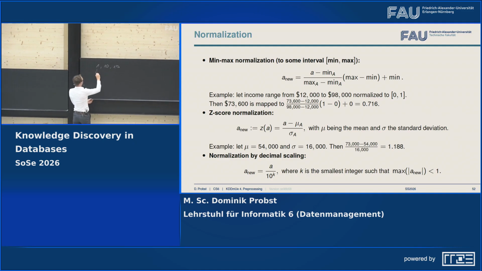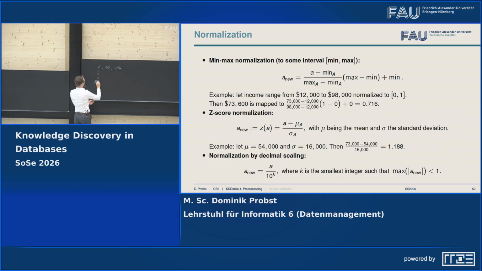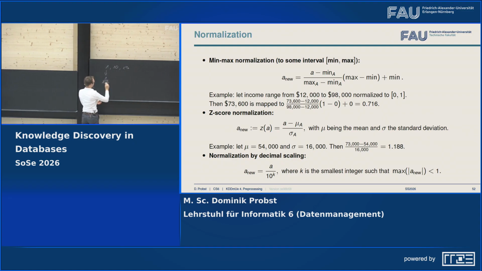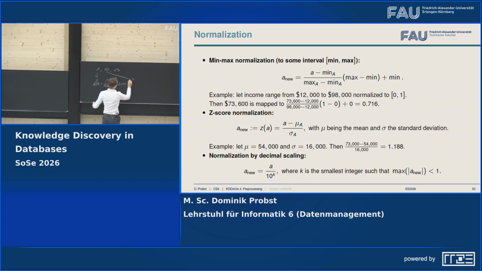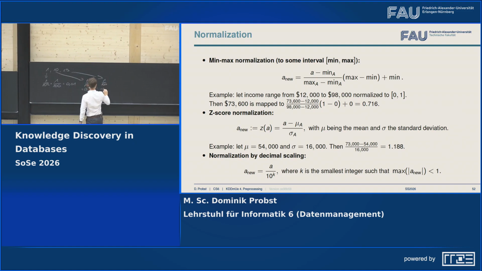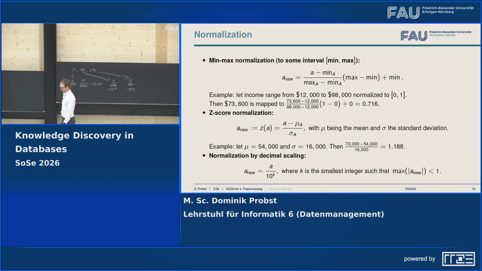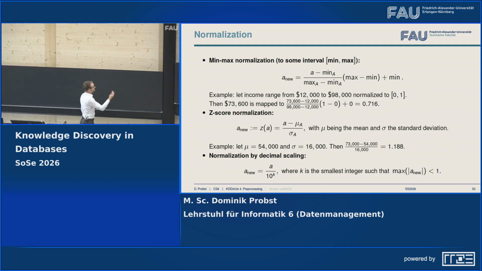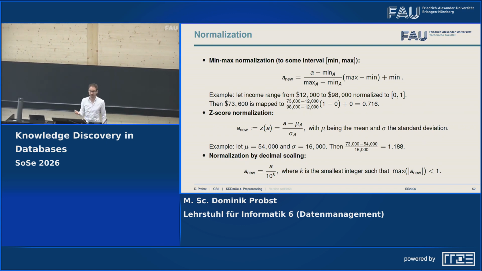So 1 ends up as 1 divided through 10 to the power of 2. So 1 divided through 100 is 0.01. For 10, it's 0.1, and for 19, it's 0.19. This puts everything in the interval of -1 to 1.